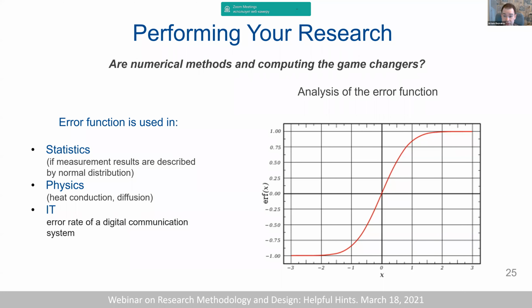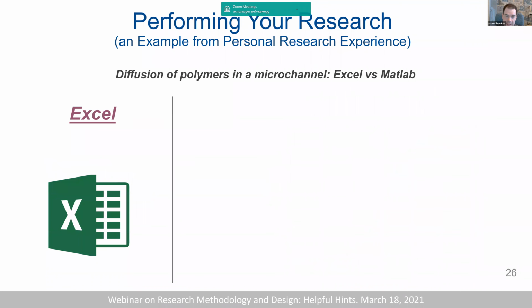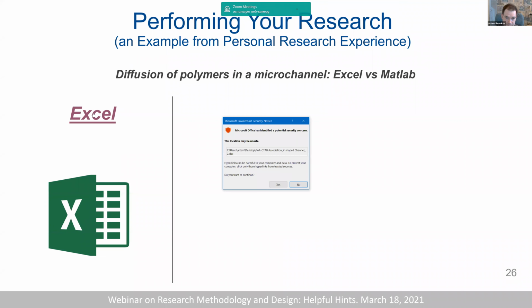So an error function is an example I want to discuss with you. It's a function which is used in statistics, in physics, in IT, because it describes physical processes like diffusion, which is important to my research, or normal distribution of measurement results, or even error rates in digital communication systems. This is a plot of an error function. And now let's process and study this error function in the context of diffusion processes in microchannels, which I study. Let's open first the results in Excel.